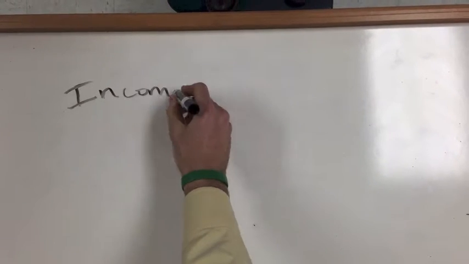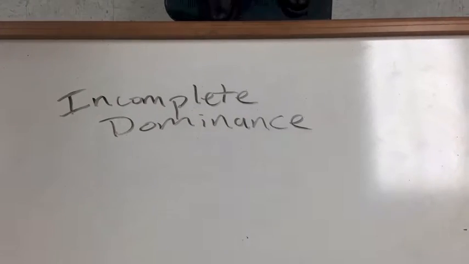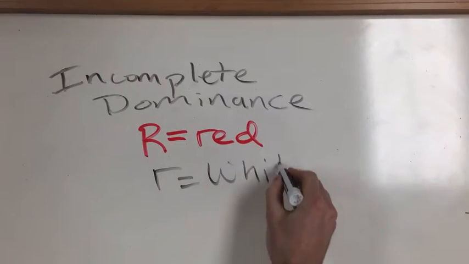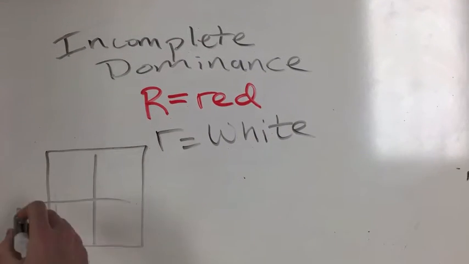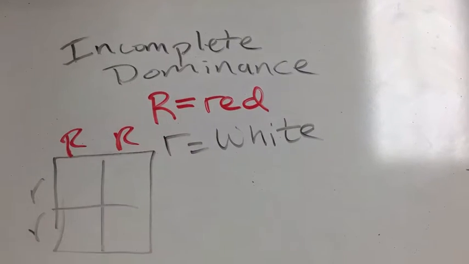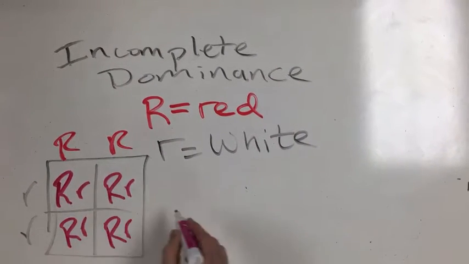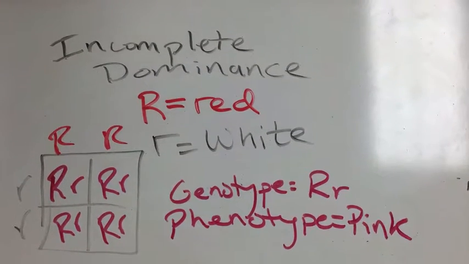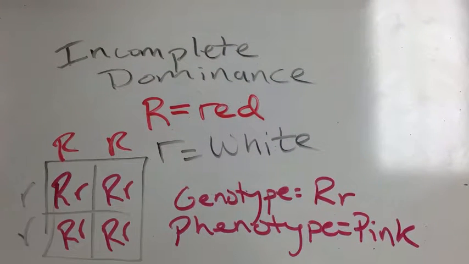Using a Punnett square, we can examine this example of incomplete dominance. Big R represents the red allele, little r represents the white allele. So if we cross a homozygous white with a homozygous red flower, we see that all of the individuals have the genotype big R, little r with the phenotype pink, which is a blend of both of the homozygous traits.